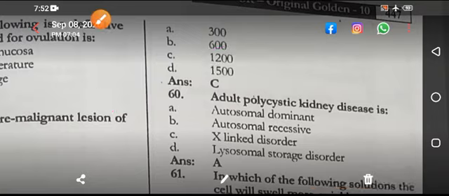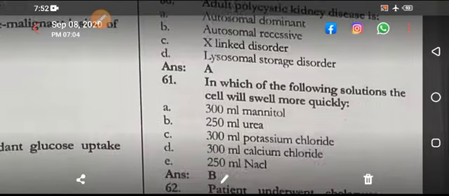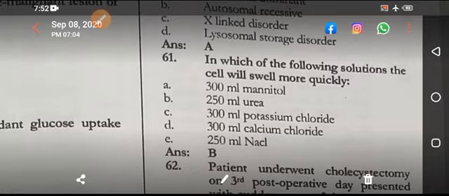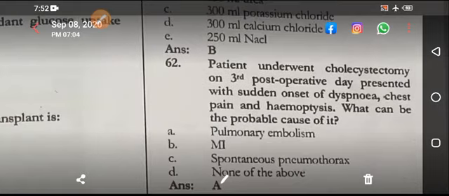Adult polycystic kidney disease is autosomal dominant, while infant or neonate is autosomal recessive. In which of the following solutions will the cell swell more quickly? The answer is 250 ml of urea. There's an MCQ on my channel regarding urea. What will happen if you put a cell in a hypertonic solution of urea? Cell will shrink, then swell and lyse. Regarding the concept, I have shared that on my channel.